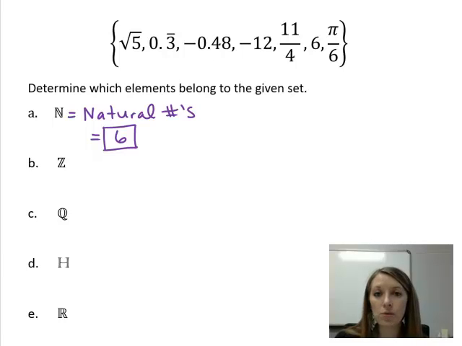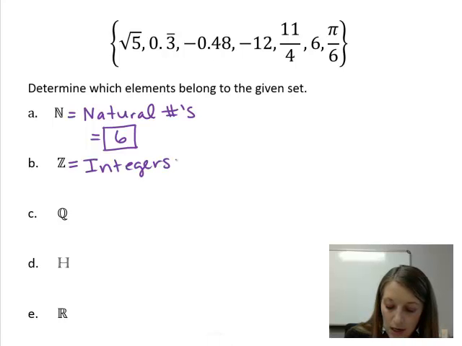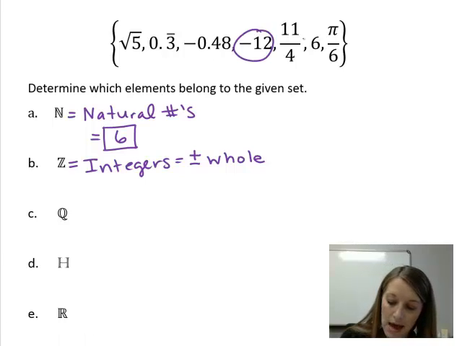So now I suggest you pause the video and see if you can work the rest of these on your own. So Z. Z stands for integers. And integers are all positive and negative whole numbers. So we're looking for all whole numbers here, both positive and negative. So the answers to that are negative 12 and positive 6.